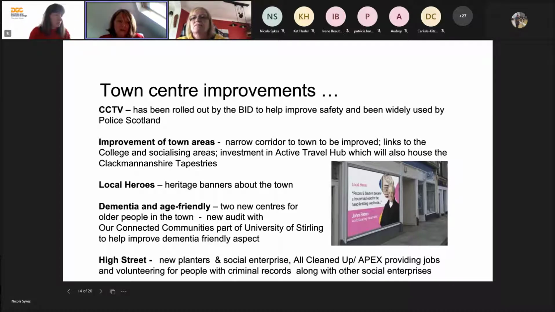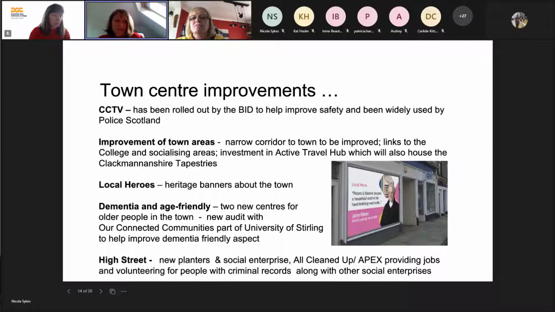The Scotland's Towns Partnership money is now being used quite specifically on particular things that are going to make the town feel safer and better connected. There's a narrow corridor going from a car park through to the town centre that's going to be opened up. Links to the college and socialising areas are going to be improved. There's an investment in a new active travel hub, which was the former toilets, and there's going to be a new Changing Places and disabled toilet in there too. And that's going to house the Clackmannanshire Tapestries, a set of beautiful tapestries designed by Andrew Crummey, which show the heritage of the area.